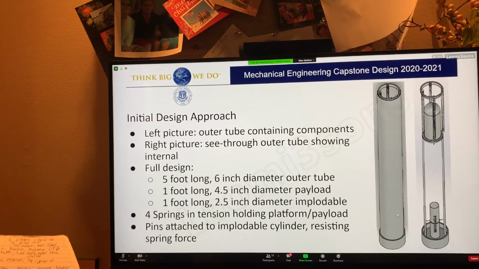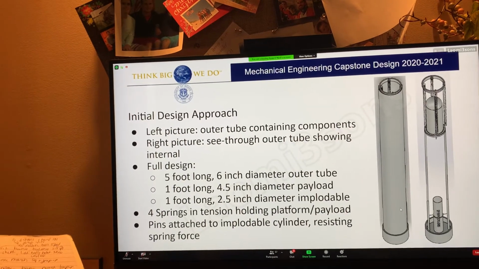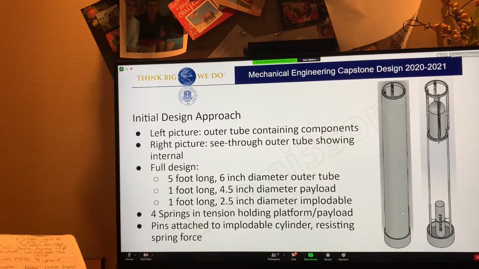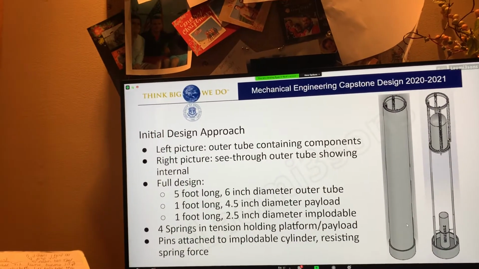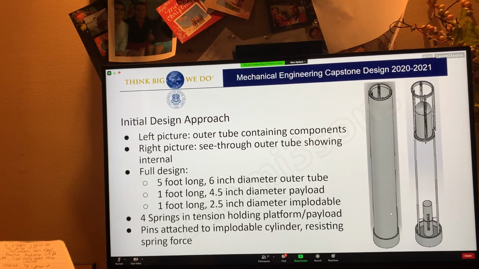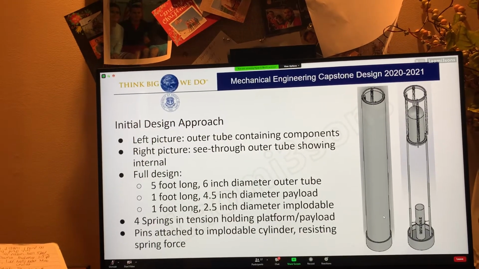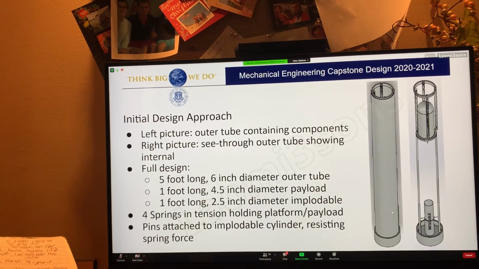The trigger is a 1 foot long, 2.5 inch diameter aluminum pipe, which has a critical buckling pressure of 100 psi, which would equate to a maximum allowable depth underwater of 286 feet. The payload rests on a 3D printed platform that is attached by screw hooks to 4 springs in tension with a maximum spring force of approximately 14 pounds.